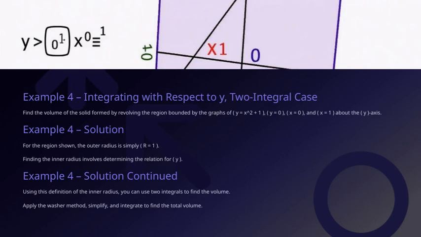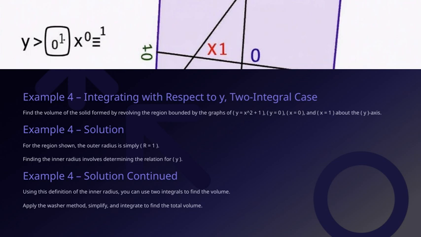Now, let's look at how to apply the washer method to find this volume. First, we simplify the expression and set up the integral. Remember, the key here is that we're summing up the volumes of many thin washers. Using the definition of the inner radius, we can establish two integrals to accurately account for the space. In this example, finding the inner radius involves determining the relation for y for the region shown.